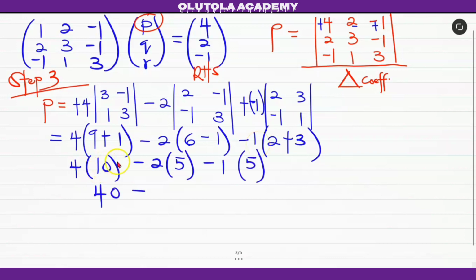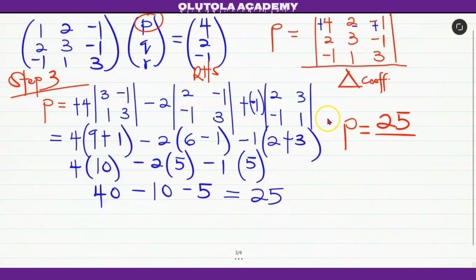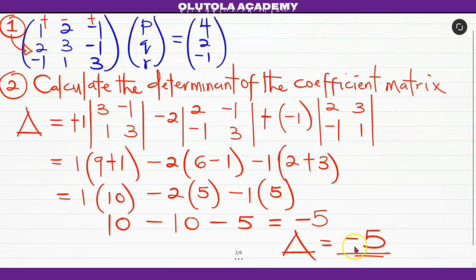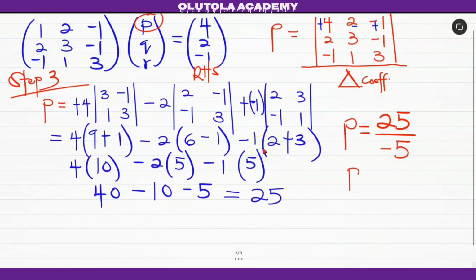40. This will give us 10, and this will give us 5. That's 40 minus 10, 30. 30 minus 5 will give us 25. P equals 25, and the determinant of the coefficient matrix is negative 5. So we have P to be negative 5.